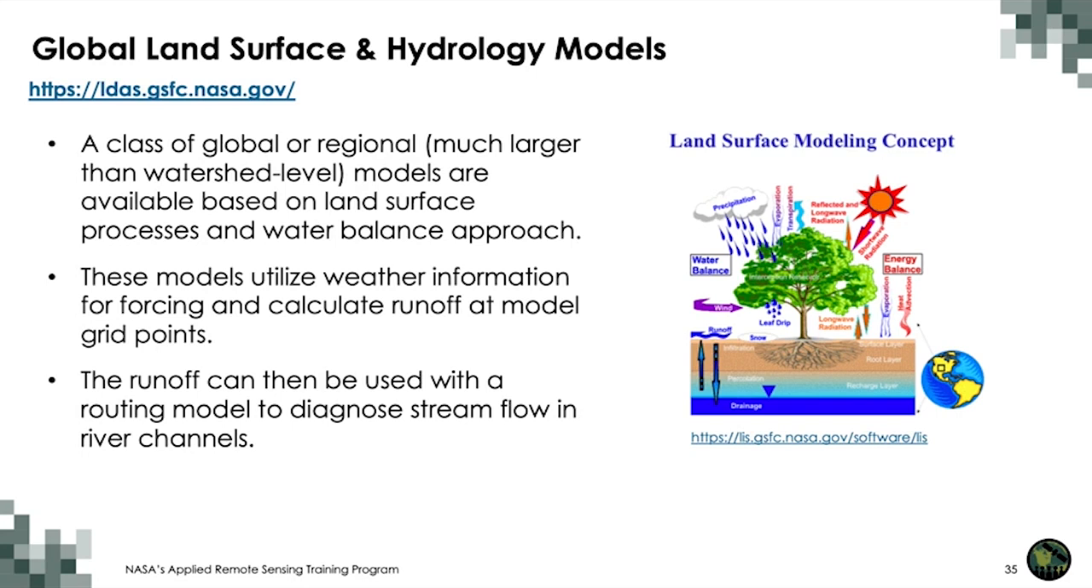But there's a class of global or regional models which are available based on land surface processes and water balance approach, which can be used for much larger than watershed level. So larger river basins or even country level, they can be used. These models utilize weather information for forcing and calculations of runoff at model grid points. And then a routing model is used to distribute runoff into stream flow.